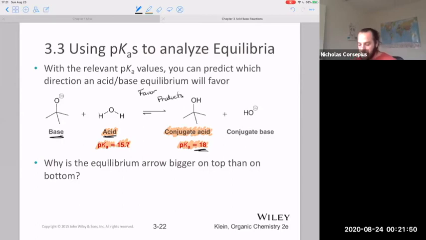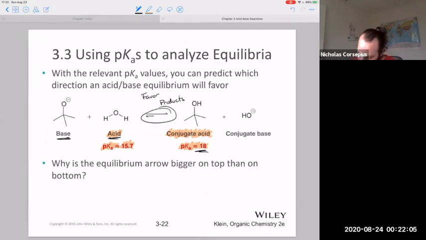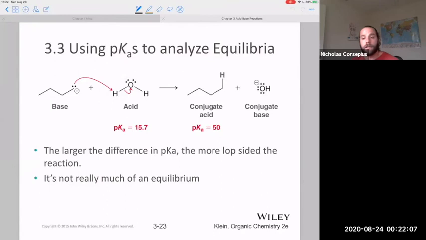Notice how that's drawn in terms of these arrows here. You have a big arrow pointing at the product side and a little arrow pointing back at the reactant side. That's one way that you can diagram that this reaction favors the products. One more thing to note is that the larger the difference between the pKa's, the more it will favor one direction or another. So let's take a look at another example here.